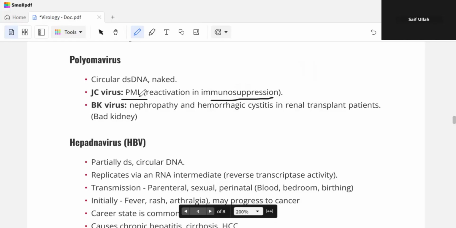Another thing, BK virus is going to cause nephropathy and hemorrhagic cystitis in renal transplant patients. Now, hemorrhagic cystitis, we just studied that it is present in adenovirus as well. So if a patient had a recent transplant and presents with symptoms of nephropathy and, let's say, bloody urine, you're going to suspect hemorrhagic cystitis caused by BK virus.